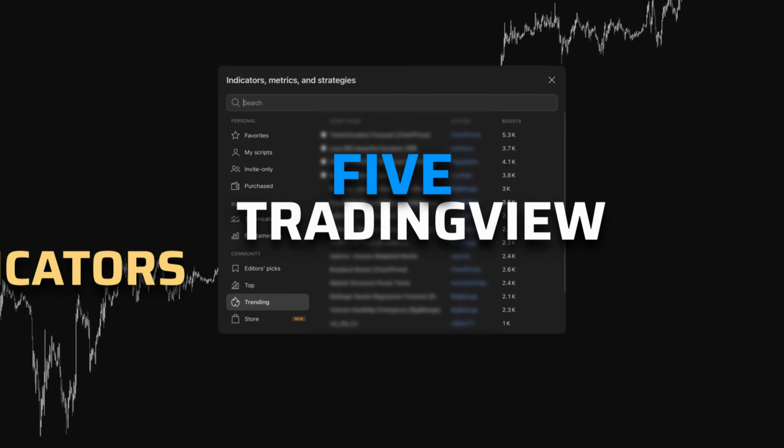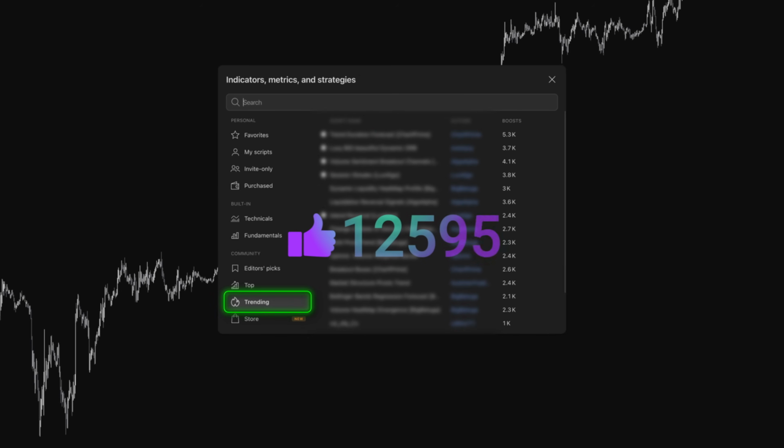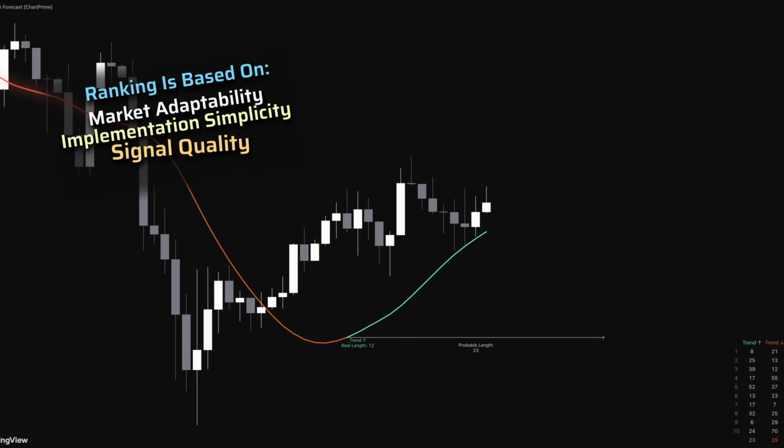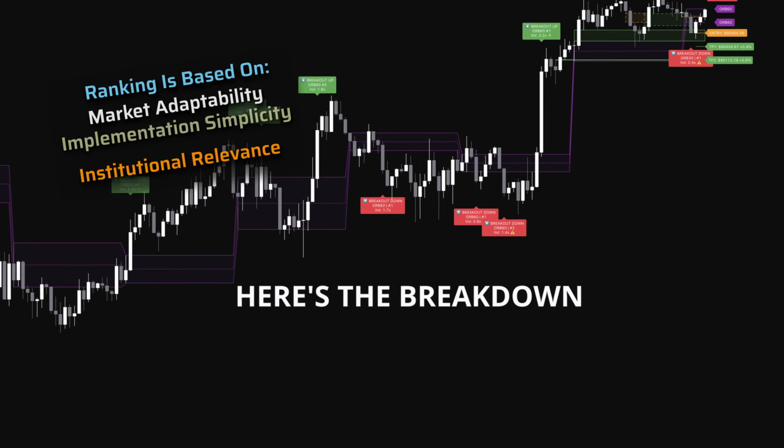5 TradingView indicators, surging in popularity right now, ranked objectively from lowest to highest using consistent criteria. Here's the breakdown.